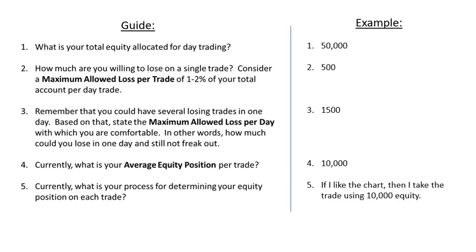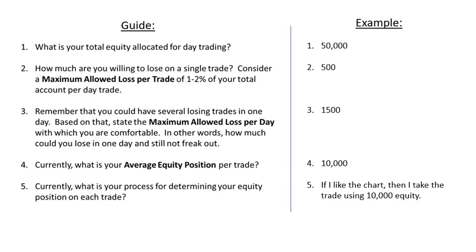Number 3, remember that you could have several losing trades in one day, so based on that, the maximum allowed loss per day. The answer would be 3 times that. Let's say if I lose $1,500 in one day, then I just stop. If something's not right, it's not a good day, just stop. You draw the line somewhere. And if you didn't use the right equity and it happens on one trade, then that's where you draw the line.